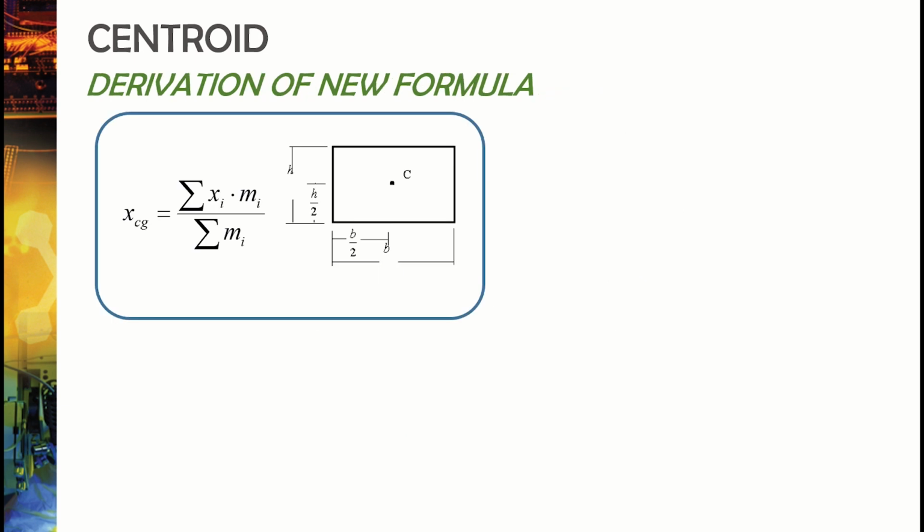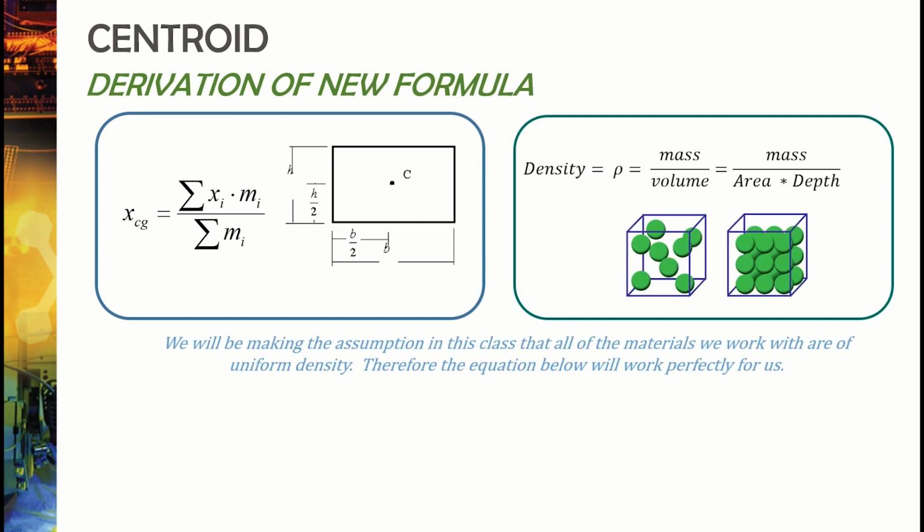So, the formula that we've used so far to compute center of mass is the following. The sum of xi times mi over the sum of mi equals the x-coordinate of the center of gravity. What we're going to do now is use the fact that most of the shapes we're going to be working with in this class have uniform density. Therefore, we'll replace essentially the mass with the volume.